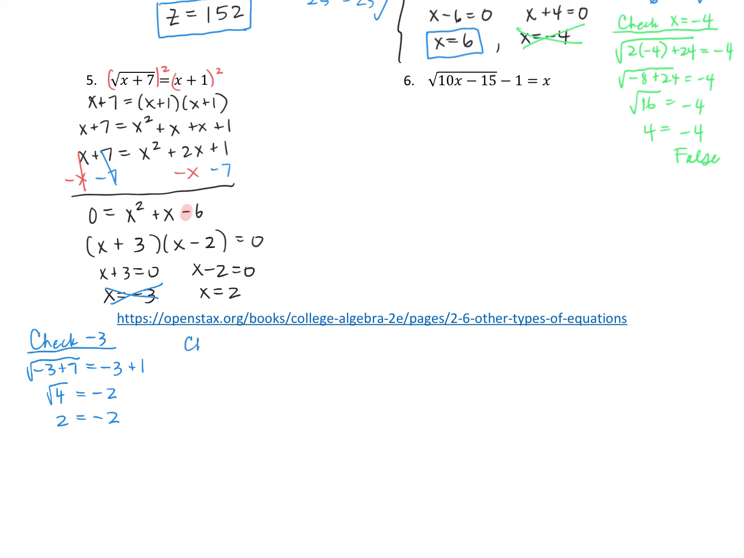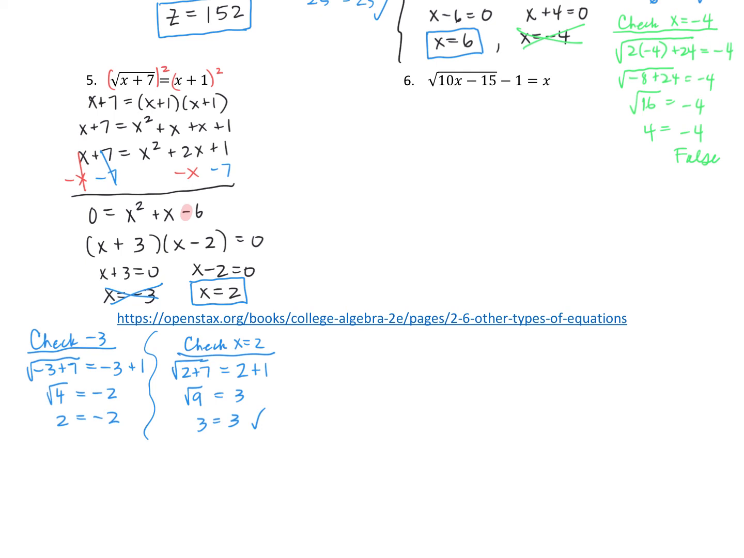Now let's check 2. So if I check 2, I'm going to have the square root of 2 plus 7. And I want to know if that's the same as 2 plus 1. So 2 plus 7 is 9. And the square root of 9 is 3. Is that equal to 3? Yes. So 2 is the only solution this time.